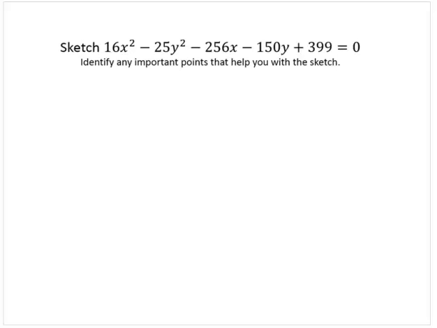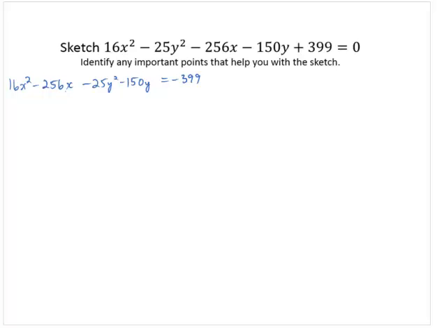Sketch 16x squared minus 25y squared minus 256x minus 150y plus 399 equals 0. Alright, so let's first work with this the way we already know how to. Let's regroup some stuff and see what happens. So I've got 16x squared minus 256x minus 25y squared minus 150y equals negative 399.